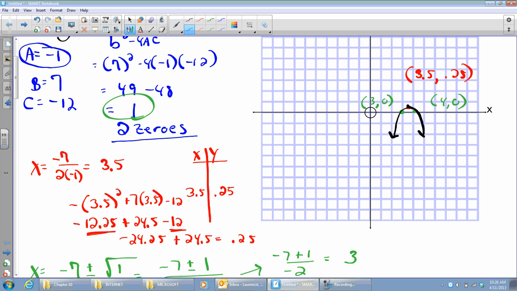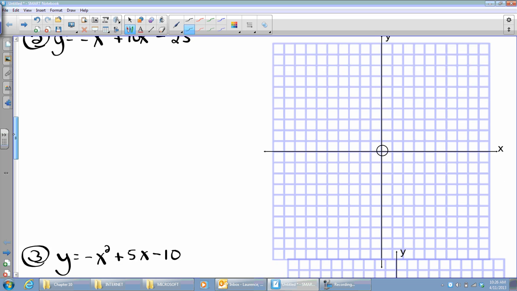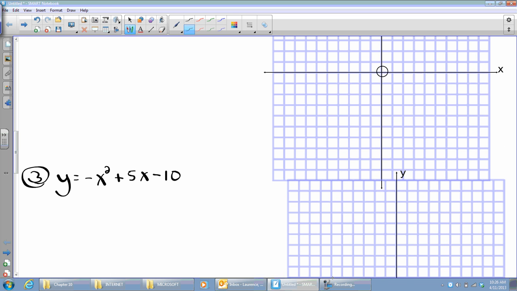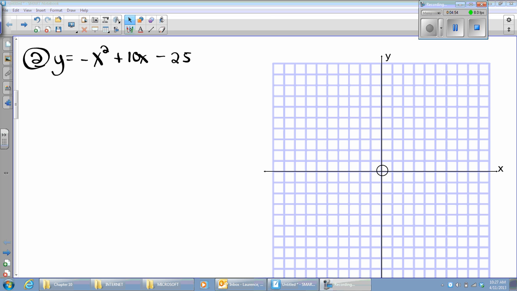All right, there we go. Okay, so let's go on to this one. Hold on, I'm going to have to give myself more room. Okay, so let's look at this one here.